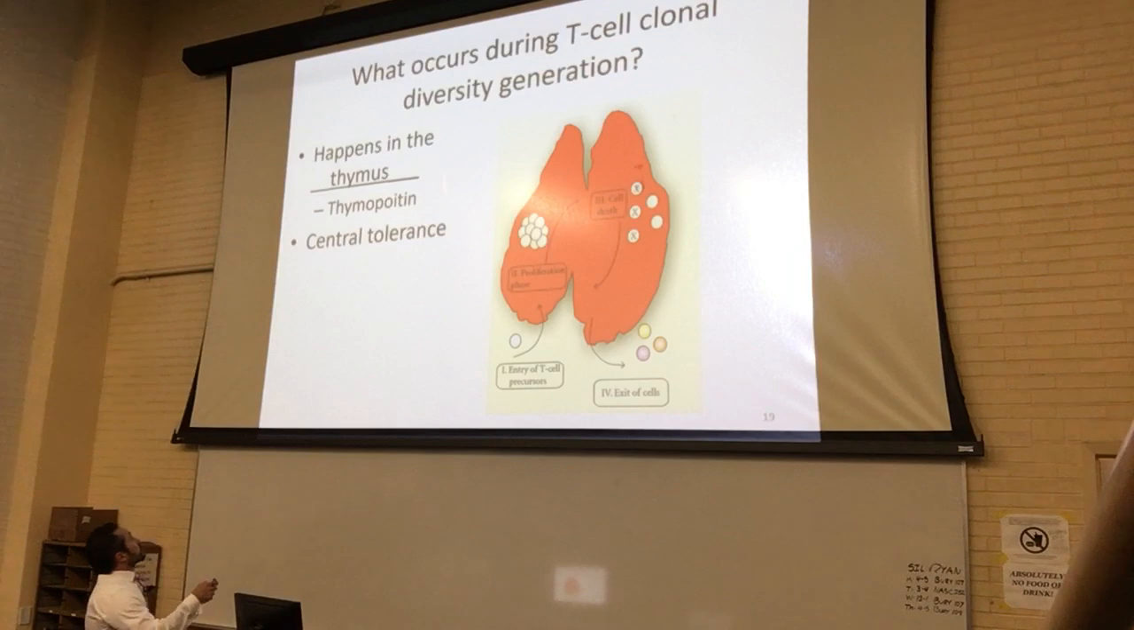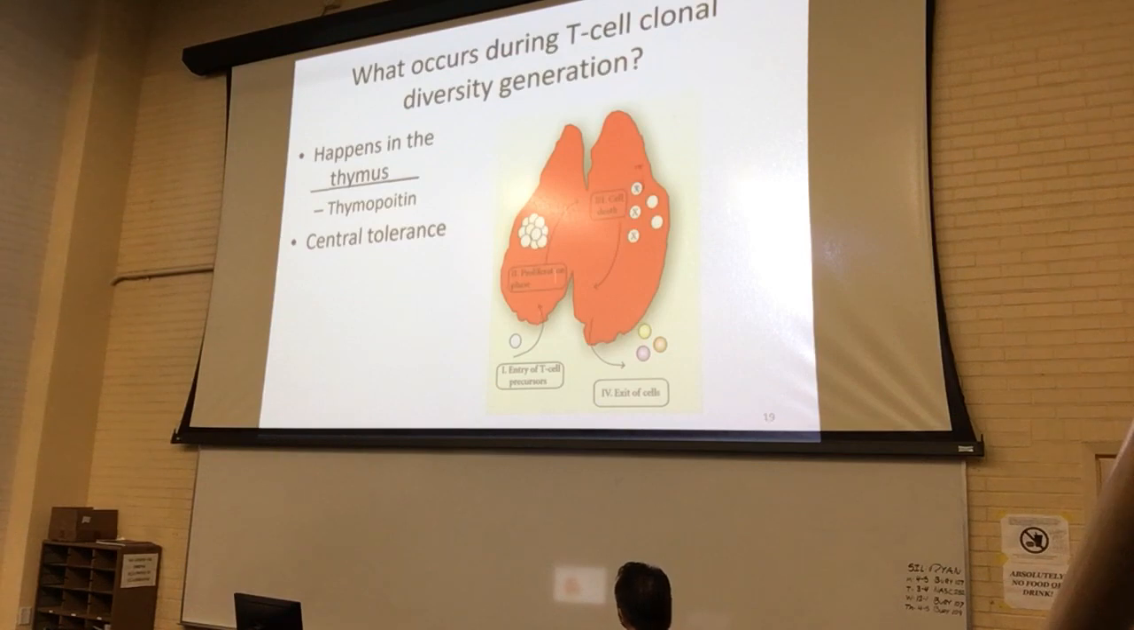Okay? So, what occurs during T-cell clonal diversity generation? So this all takes place, as we said, in the thymus. T-cells in the thymus become immunocompetent. That's what this slide is saying. And there's a molecule known as thymopoietin that is released by the thymus to stimulate the maturation of these T-cells. You can see from this cartoon, you've got precursor T-cells that come in from the bone marrow. So you can write in here, from the bone marrow.